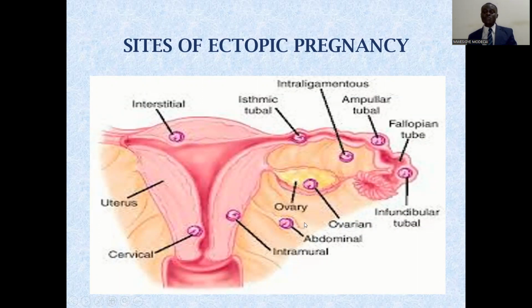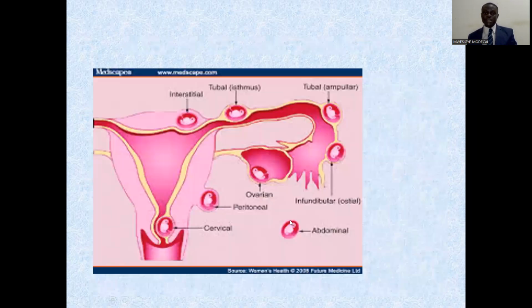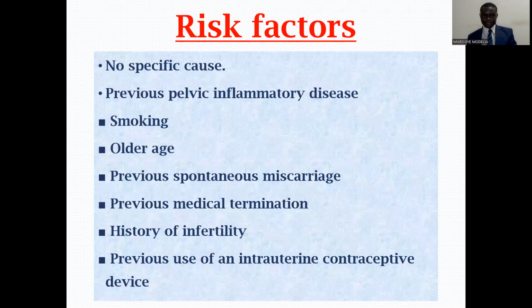Those are some of the sites of ectopic pregnancy, sites which are not the uterine cavity, but where you can have the growth of products of conception. The interstitial, the tube, the ampulla, the abdomen, ovary, the peritoneal, and we talk about the cervix. All these pointings you are seeing are the sites identified for ectopic pregnancy.